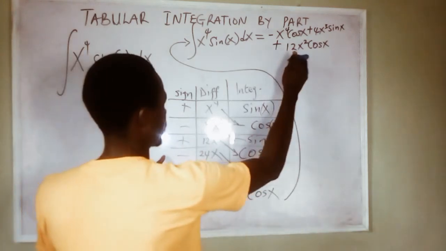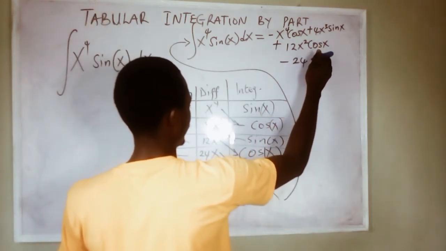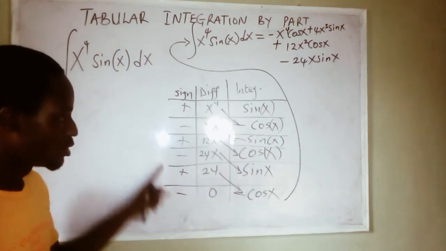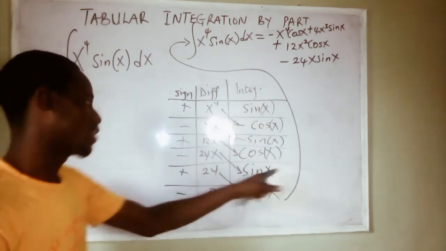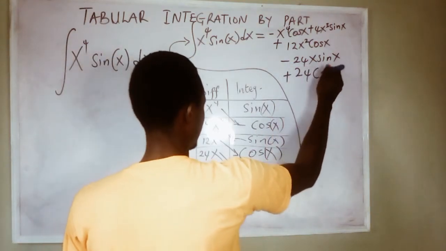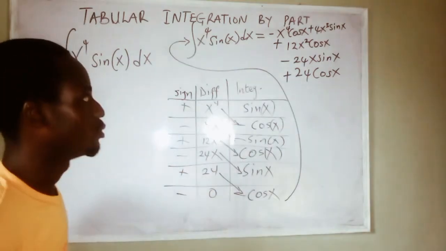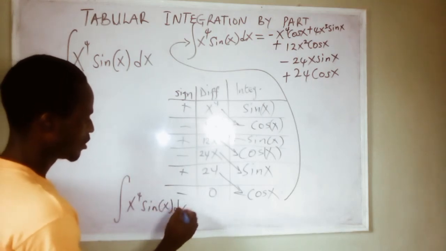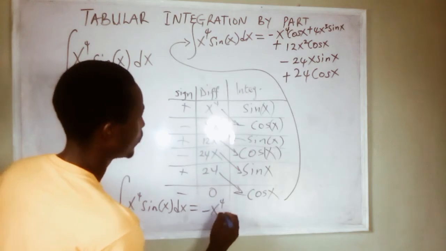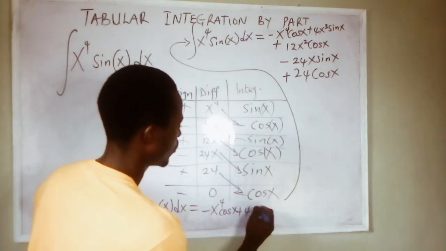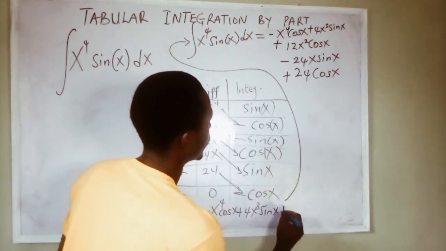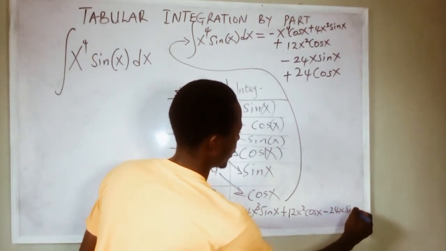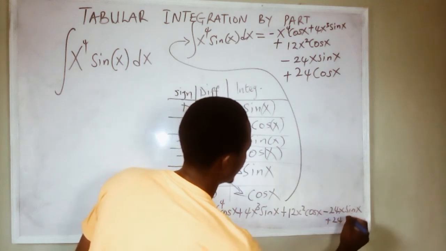So I have 24x, so that is going to give me minus 24x sine x. Then I have the last one, so I have positive, so then plus 24 cos x. So let me write in full for you guys. The integral of x raised to the power 4 sine x dx will now be equal to minus x raised to the power 4 cos x plus 4x cubed sine x plus 12x squared cos x minus 24x sine x, and lastly plus 24 cos x.